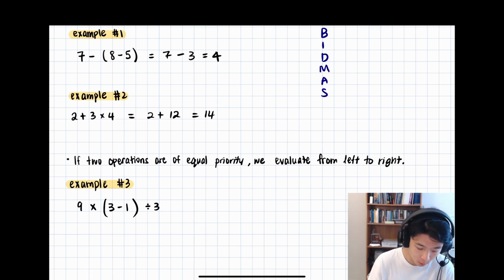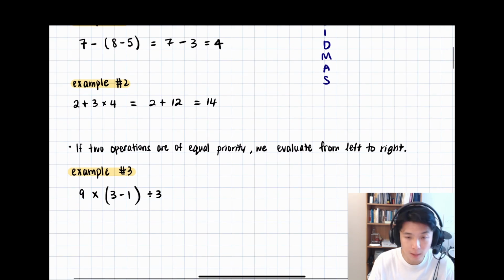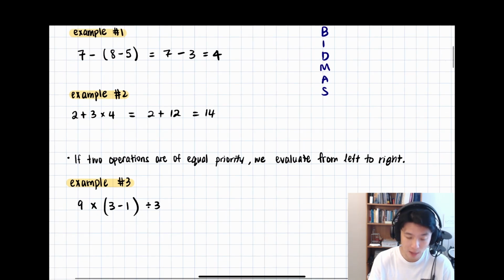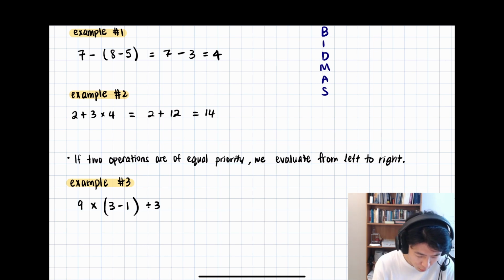So let's have a look at example 3. We have 9 times bracket 3 minus 1 divided by 3. Now there's brackets there, right? BIDMAS, which means we do the brackets first. And so what we get here is 9 times 2 divided by 3.